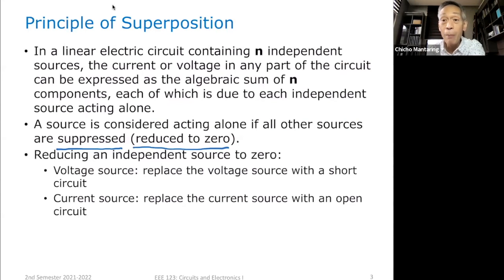So if it is an independent source, how do we reduce that to 0? If it is a voltage source, you replace it with a short circuit. That's how you reduce a voltage source. How do you suppress a current source? You suppress a current source by replacing it with an open circuit. Okay, so that's how you suppress sources.